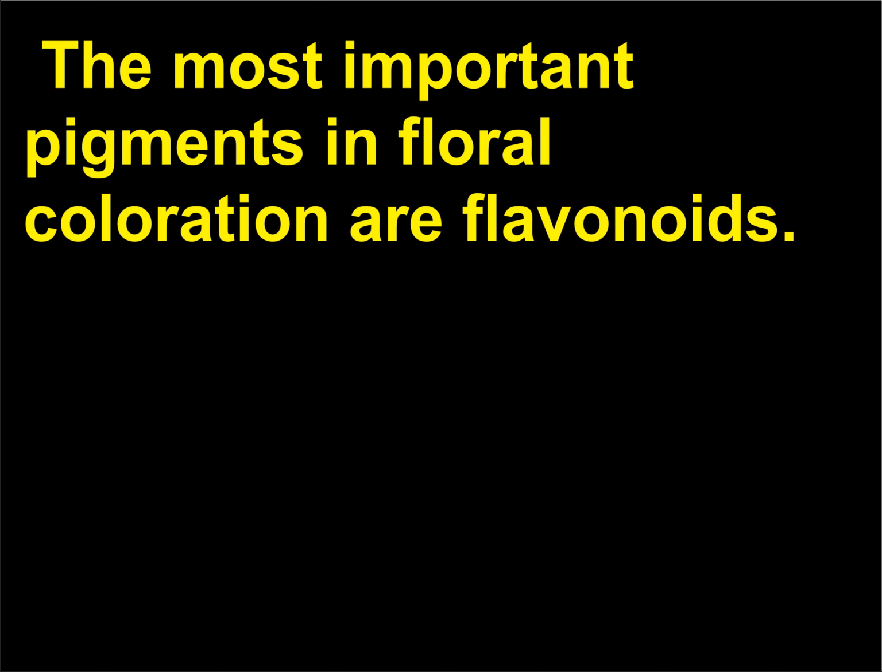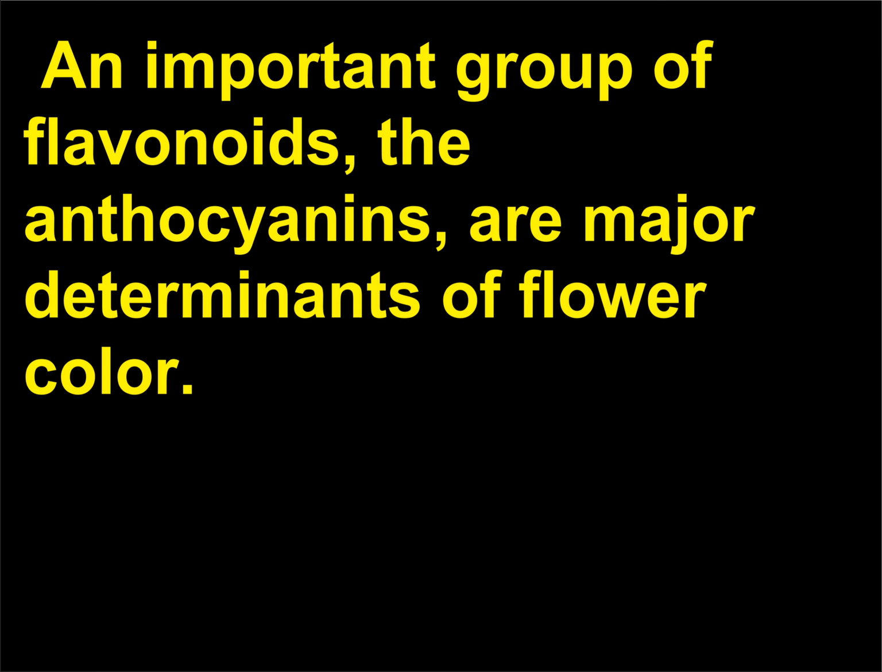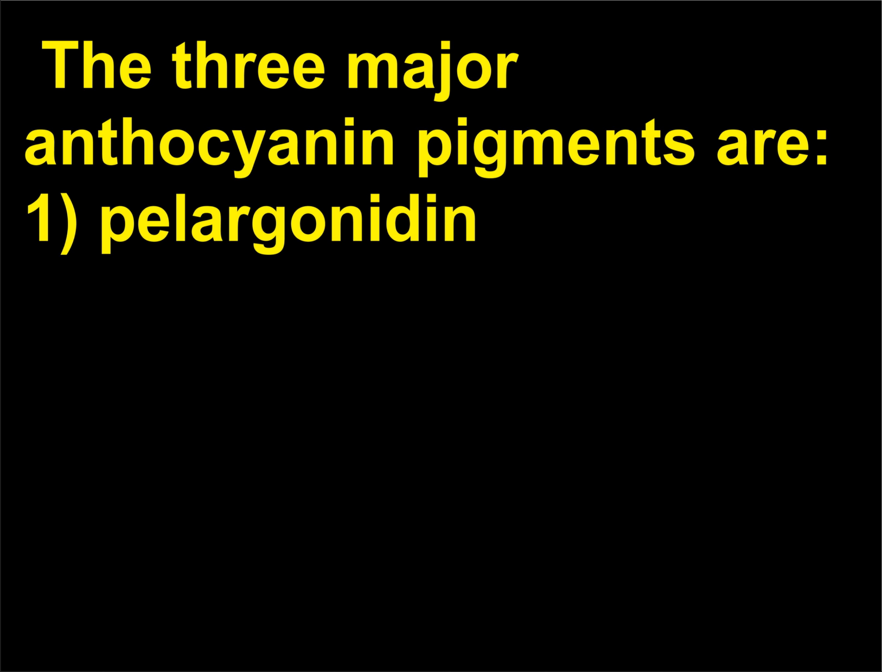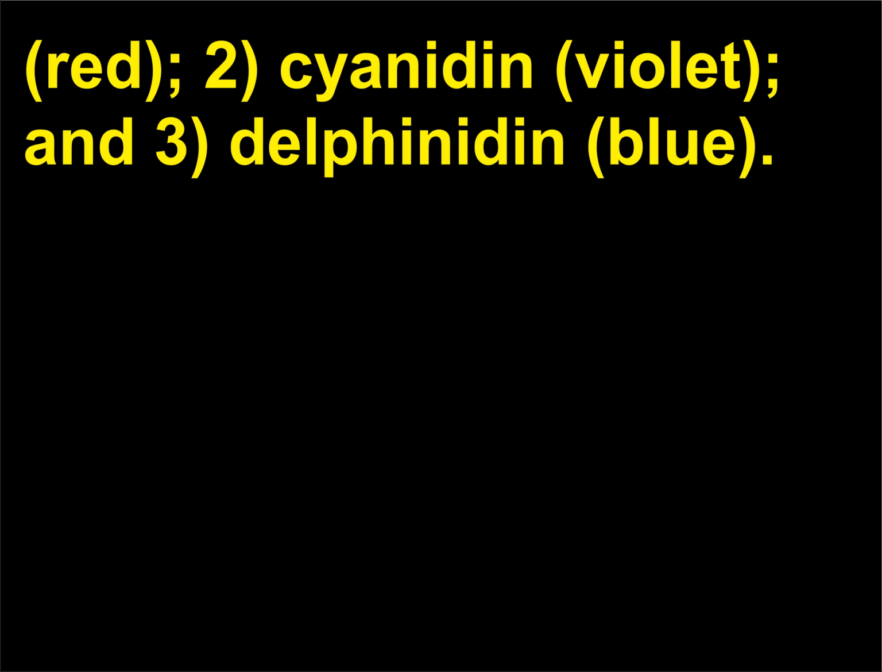The most important pigments in floral coloration are flavonoids. An important group of flavonoids, the anthocyanins, are major determinants of flower color. The three major anthocyanin pigments are: 1. Pelargonidin, red; 2. Cyanidin, violet; and 3. Delphinidin, blue.